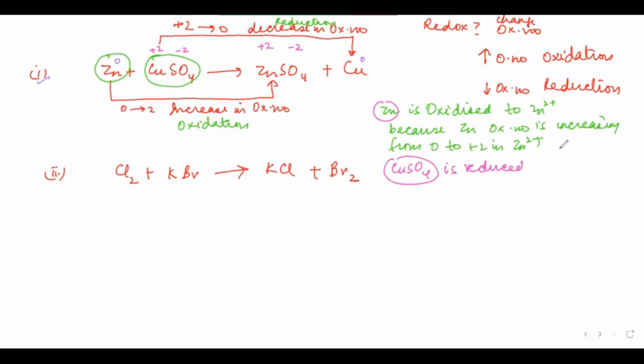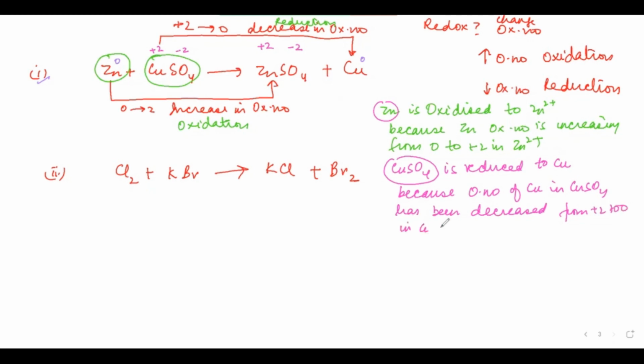Why is it reduced? It's reduced to copper because the oxidation number of copper in copper sulfate has decreased from +2 to 0 in copper metal, right? So that is why it's being reduced, right? So this is going to be my explanation if the examiner asks for the explanation. So I'll work it out like this and then I will transform it into words.